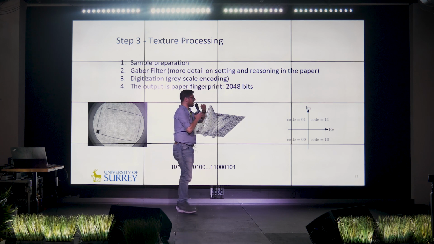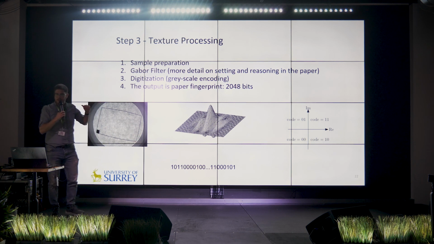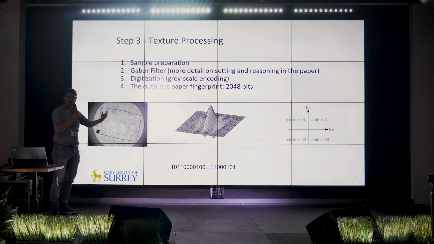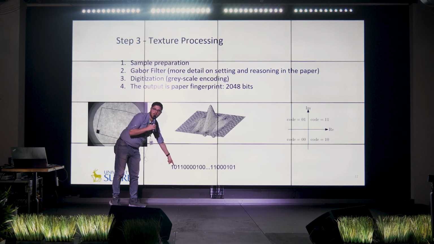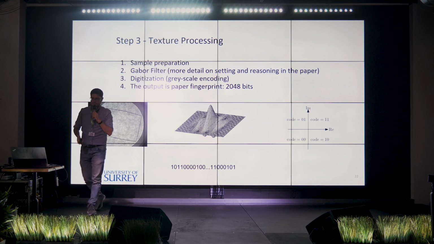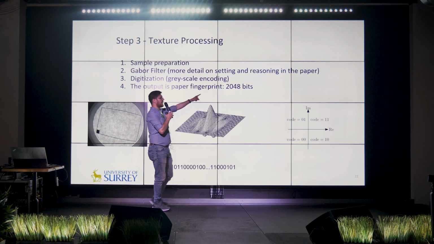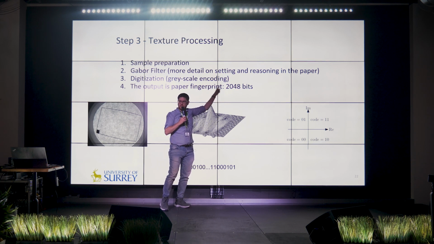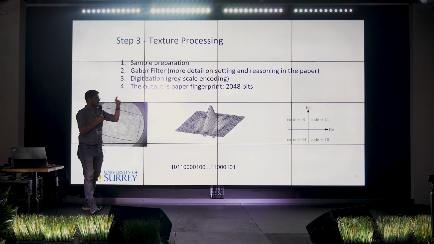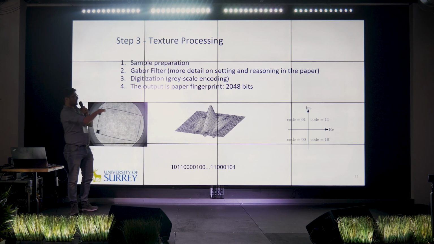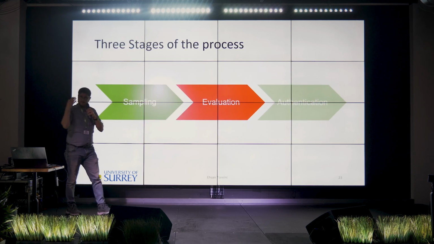And then at the end, what we have is an array of 2048 bits which represents that paper sheet. So we have converted the physical item to an identifier of 2048 bits. To give you a little bit of context, iris recognition has the same number of bits. When you scan an iris, you get a 2048-bit array. And that's why I compare a lot of this with iris later on. So we got the fingerprint.